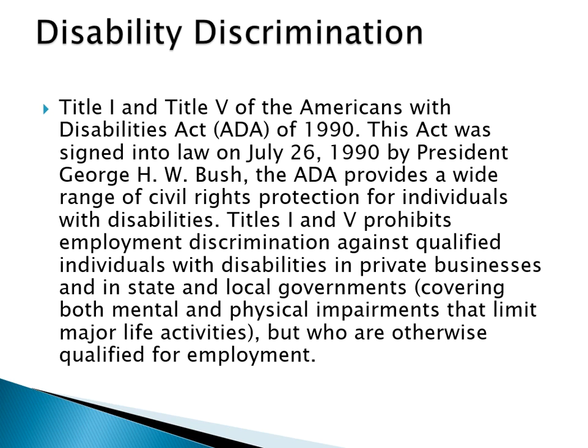Title 1 and Title 5 of the Americans with Disabilities Act of 1990 was signed into law on July 26, 1990, by President George W. Bush. The ADA provides a wide range of civil rights protections for individuals with disabilities. Titles 1 and 5 prohibit employment discrimination against qualified individuals with disabilities in private businesses and in state and local governments.